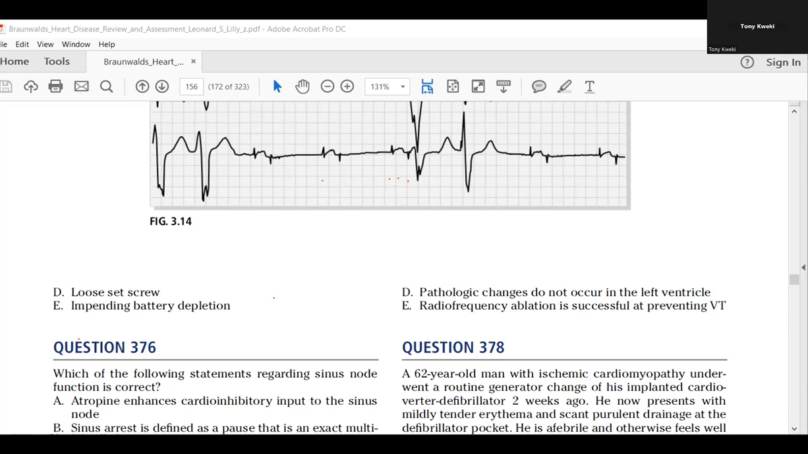But the confusing part to me now is this loose set screw. Is it because the impedance will be high? I don't know if you came across it; there's something they call high impedance, and when we have a loose set screw, it will be misfiring. Will it be because of that, that we are supposed to see a higher impedance? That's why D is not correct. I'm not sure if my question is clear.